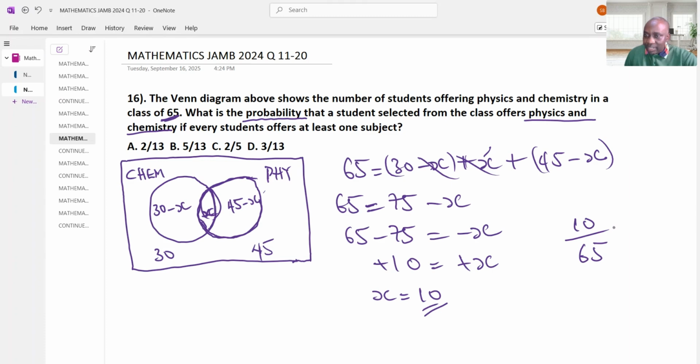This is the probability. Therefore, how are we going to divide this one? 5 can divide them. 5 in 10, we see 2. How many 5s can we see in 65? 13. Our final answer is 2 over 13. Do you have 2 over 13 there? Yes, option A. The correct answer is 2 over 13, option A. Let's move to the next question.